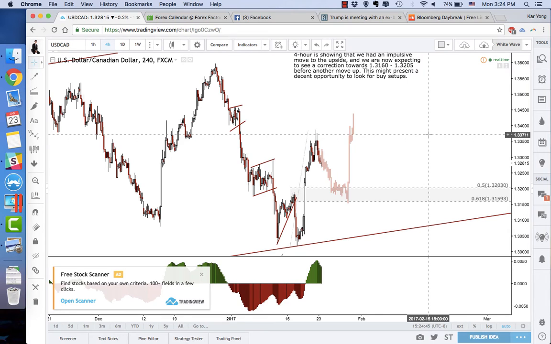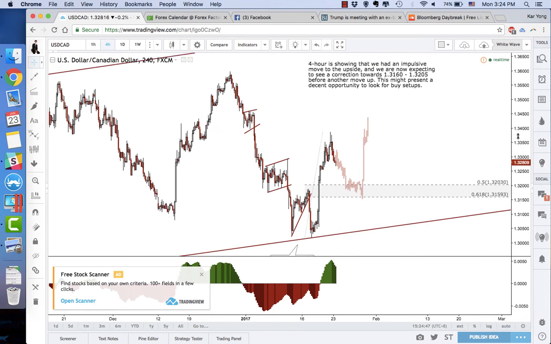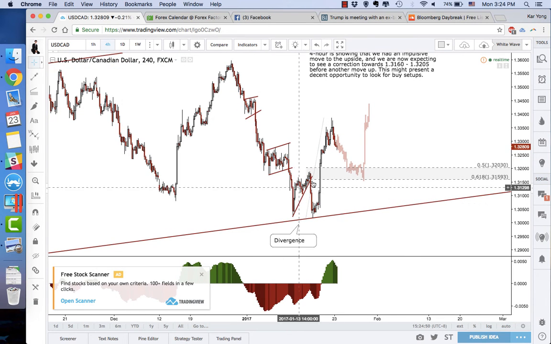Dollar Canadian is interesting because if you followed us last week, we did say that the overall bigger structure seems to have broken.